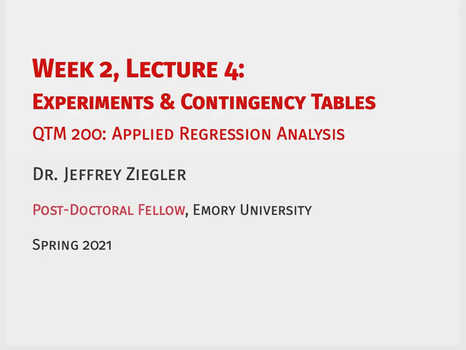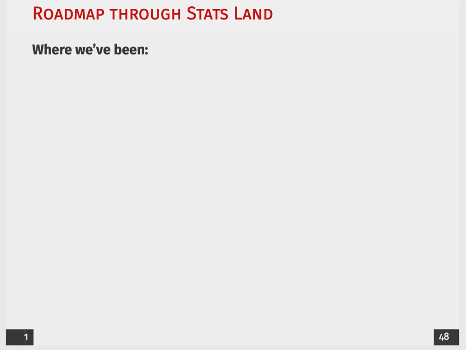Welcome back, everybody, to the fourth installment of QTM 200 Applied Regression Analysis. In this module, we're going to be talking about how to analyze and set up experiments, as well as what we need to do when our treatment or the covariate of interest that we think explains a bunch of variation in our outcome is not randomly assigned. Then we need to think about dependencies between our variables. And we'll talk a little bit today about contingency tables.